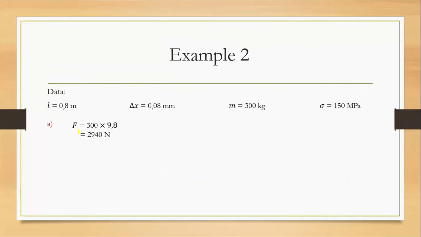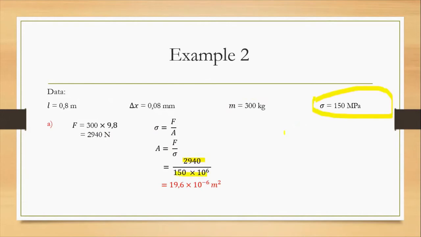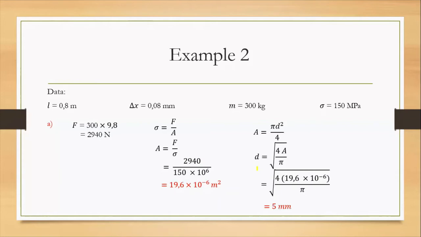So we first get the force, because we convert that mass into a force in newtons. Then we calculate the area. Stress is equal to force over area, so area is equal to force over stress. We already have our force, and we are given the stress. So it becomes 19.6 times 10 to the power minus 6 meters squared. Then the area is pi d squared over 4. We make d the subject. It becomes the square root of 4A over pi. Then we substitute back and we get 5 millimeters.